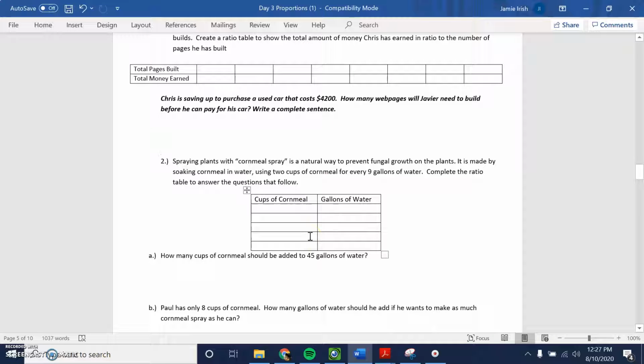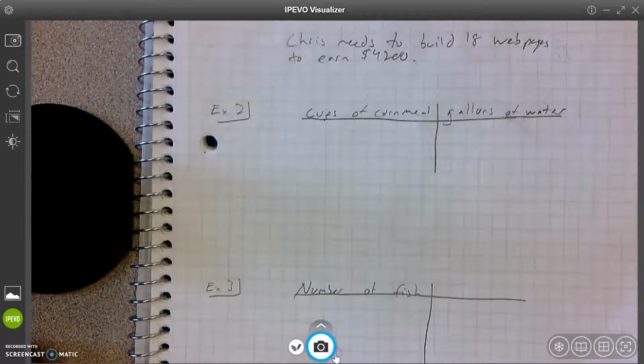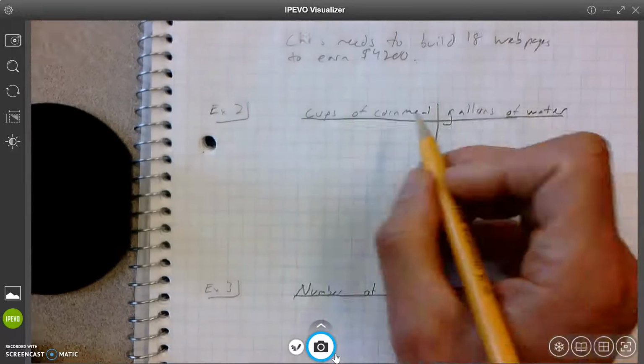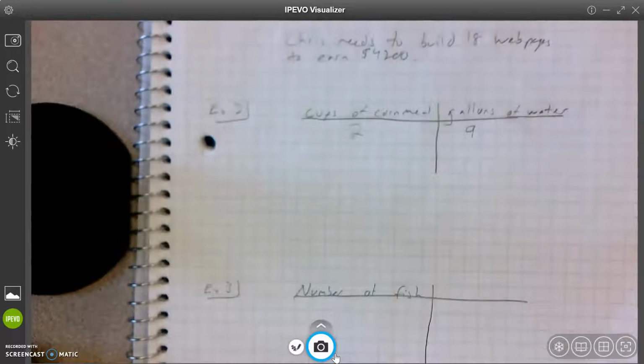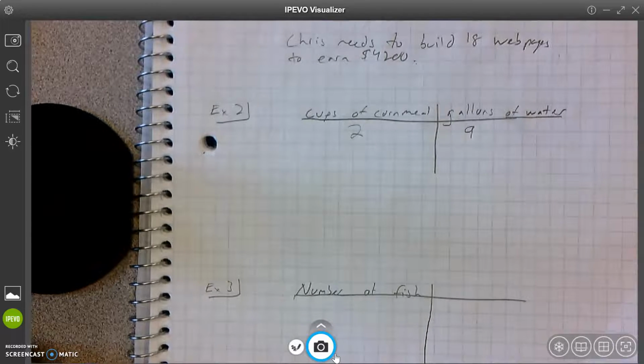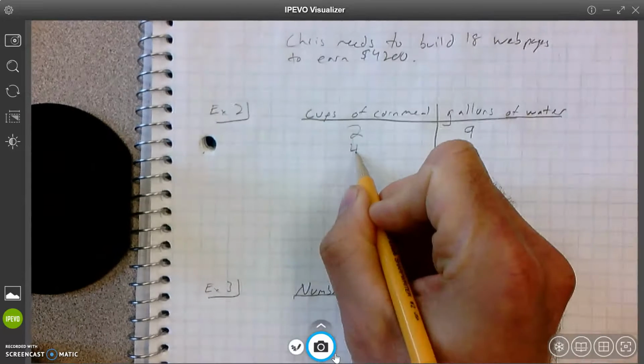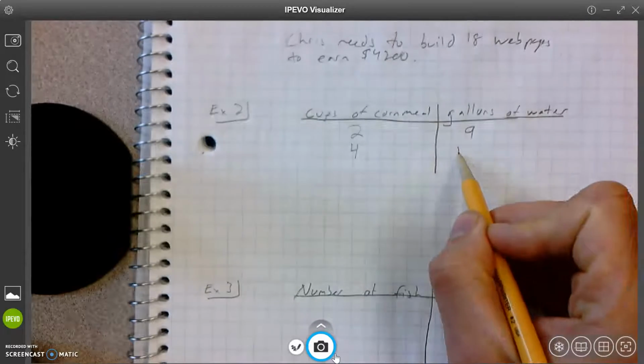Okay. So who remembers what the important information is? Let's add it to our notes. How many cups of cornmeal for how many gallons of water? Yeah. So 2 cups of cornmeal is 9 gallons of water. Okay, let's keep it going. So if it's 4, so double it, that would be 18.